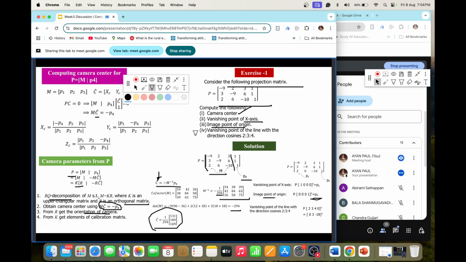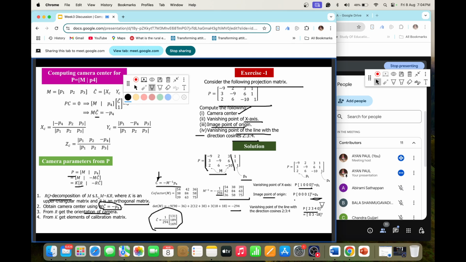Now our fourth question: the vanishing point of the line with the direction cosine 2 3 4. Vanishing point means we have to multiply p with some projection matrix. The matrix rows are 1 0 0 0 for the x-axis, 0 1 0 0 for the y-axis, 0 0 1 0 for the z-axis, and 0 0 0 1 for the image point of the origin. Now, since we are given the direction cosine 2 3 4, we can multiply it by 2 3 4 0 transposed.